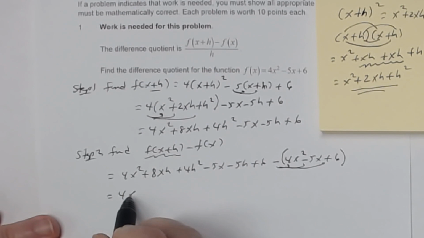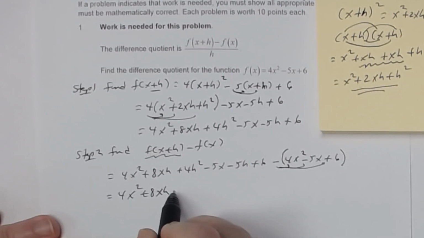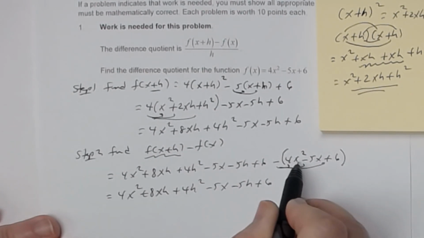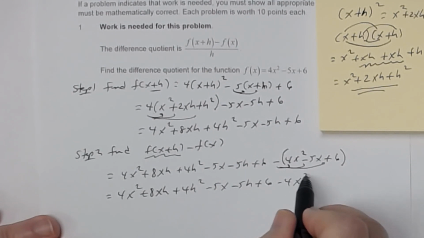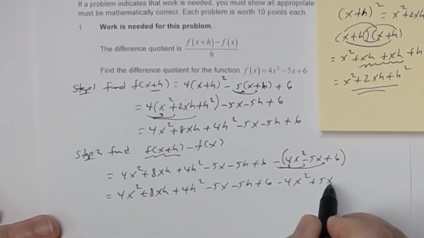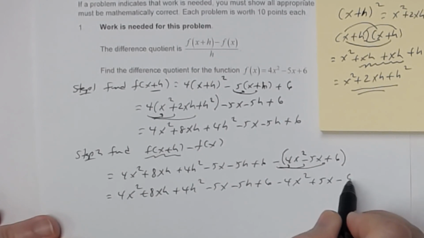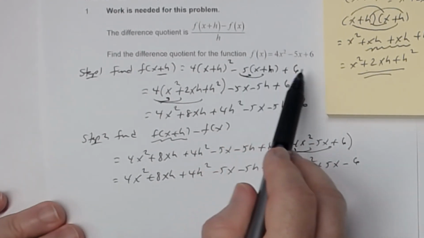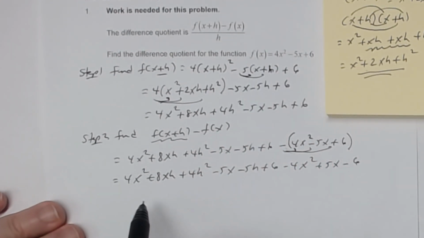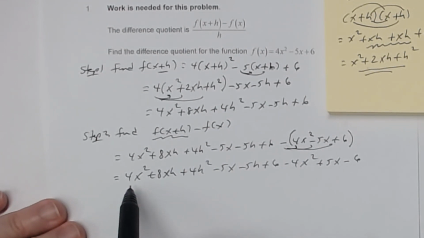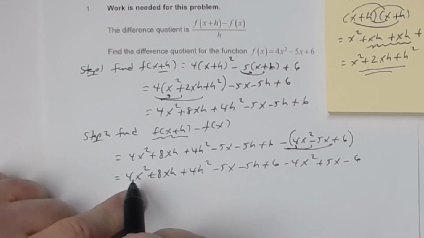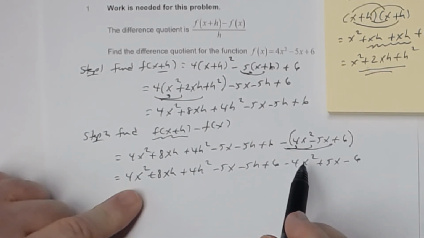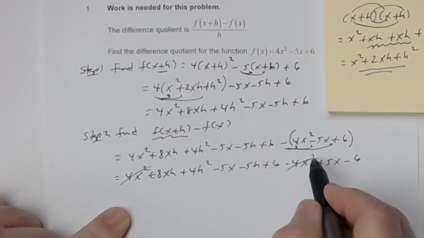So this becomes 4x squared plus 8xh plus 4h squared minus 5x minus 5h plus 6. And then the opposite of 4x squared is a negative 4x squared. The opposite of a negative 5x is a positive 5x. And the opposite of a positive 6 is a negative 6. All right, and at this point, since we're dealing with a polynomial function, if you did this correctly, every term that doesn't have a factor of h in it, its opposite better be here. And so notice it's here: negative 4x squared, a positive 4x squared is 0.